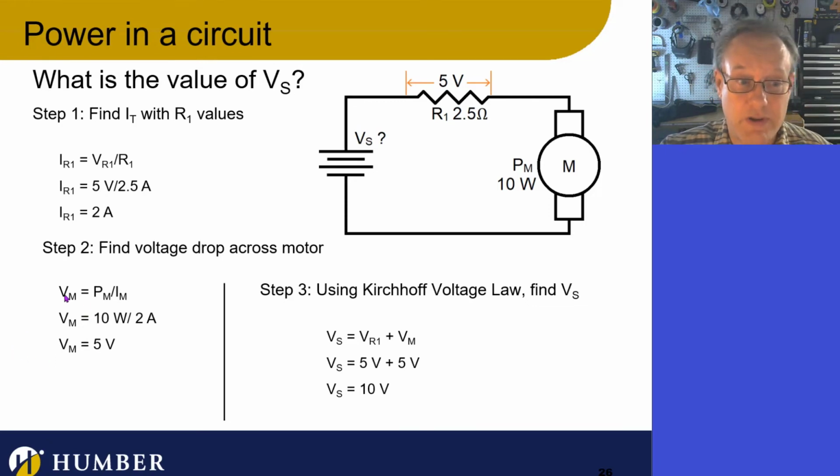Now I'm going to find the voltage drop across the motor using the power formula again. So the voltage drop across the motor is the power of the motor divided by the current through the motor. And that's 10 watts, because it's labeled as 10 watts, divided by 2 amps, because I've calculated that up here. And that's 5 volts. Okay, good. Now I'm going to use Kirchhoff's voltage law for a series circuit. I'm just going to add them all up and find the source voltage.